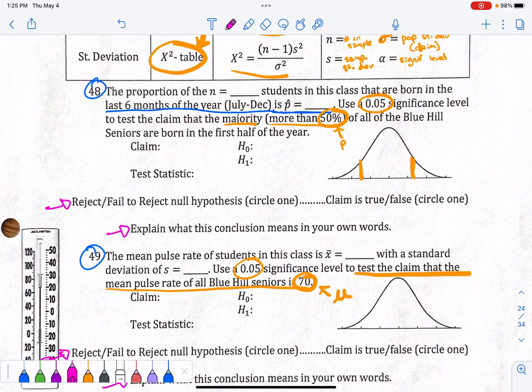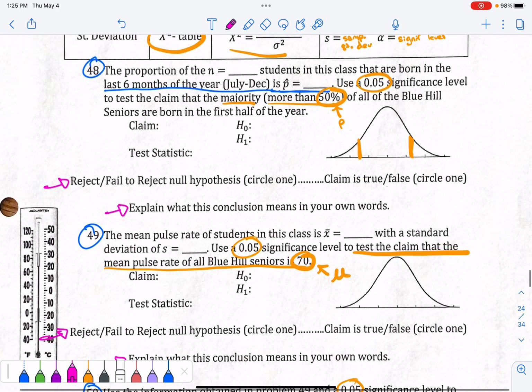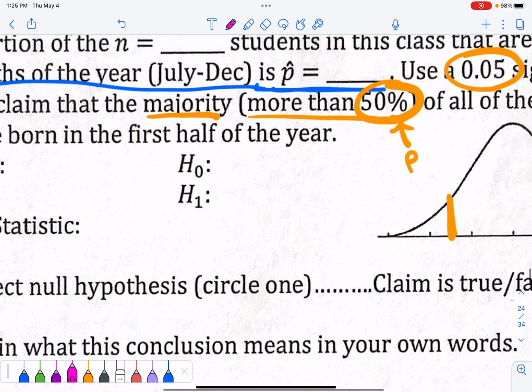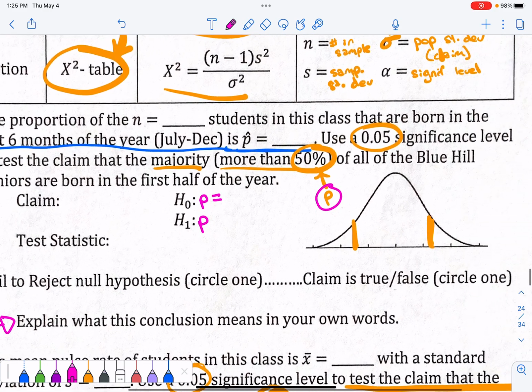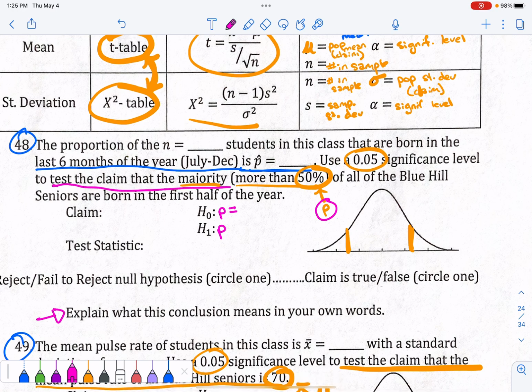Let's go through number 48, and let's do this whole one so you can get your thoughts together. For your hypothesis, we're looking at P because we're doing proportion. So we start with P equal to, and then P either less than, greater than, whatever. We're testing the claim that the majority, which means more than 50%, so greater than 0.5. That's what my hypothesis is going to be, and my claim is going to go with the bottom. If we're doing greater than, we only have a one-tailed test, and it's going to be on the right side. My significance level of 5% goes here, and I have an imaginary 5% over here to make it symmetric, so I have 90% in the middle.